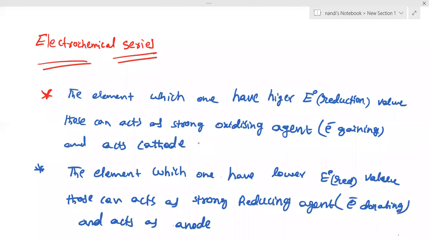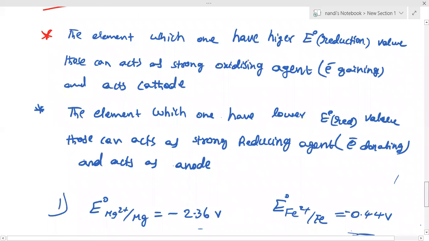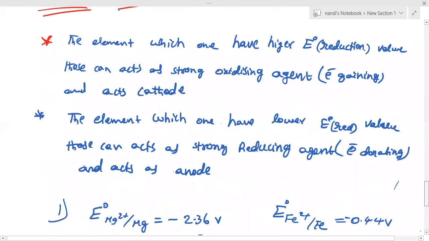Now you can see that table, sir. And now we can give here this. I am giving 2 values. Okay. Which is anode, which is cathode? Please identify.